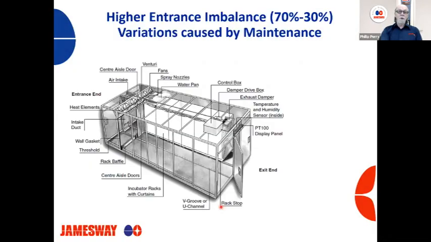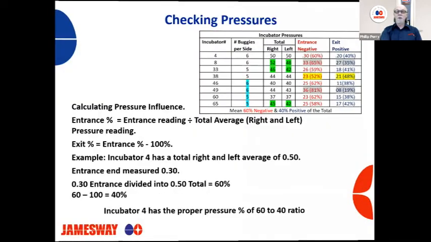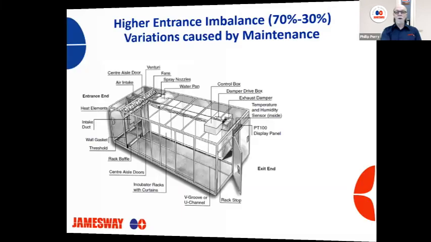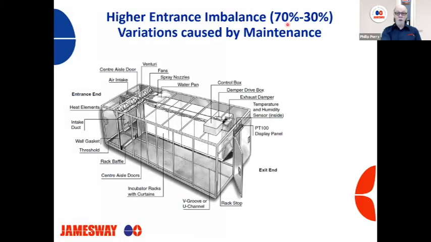So when we have a higher entrance imbalance, just say we have a 70-30, do we have any high ones here? Well, here we have an 81-19. So we have a pretty high entrance in value, which is causing this value to be higher and the exit in at 30. So we've got a 70-30.